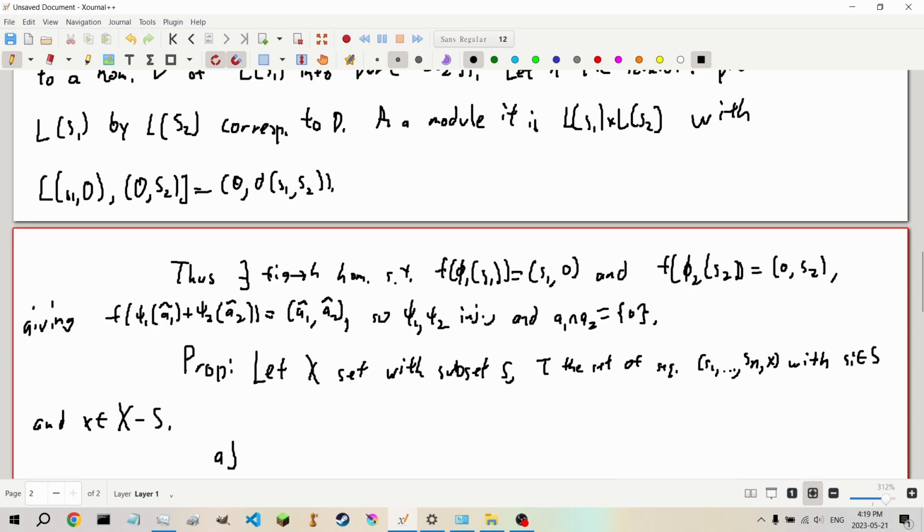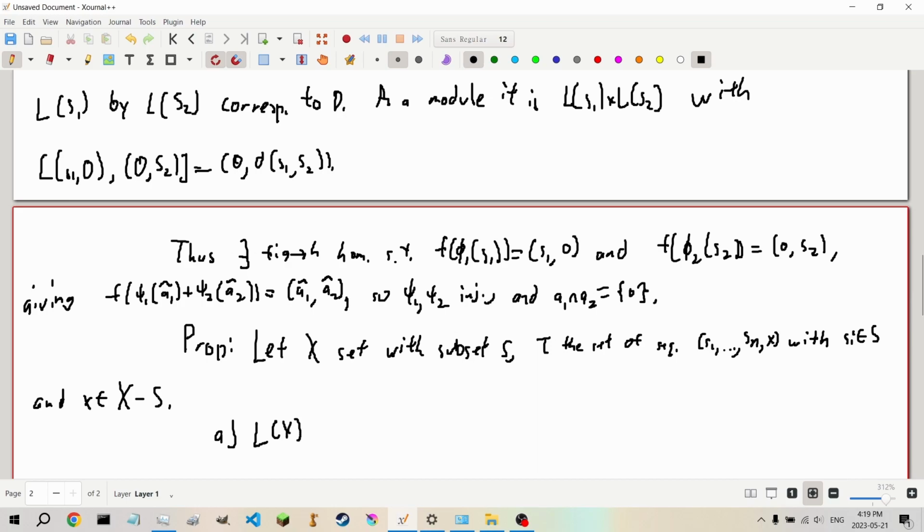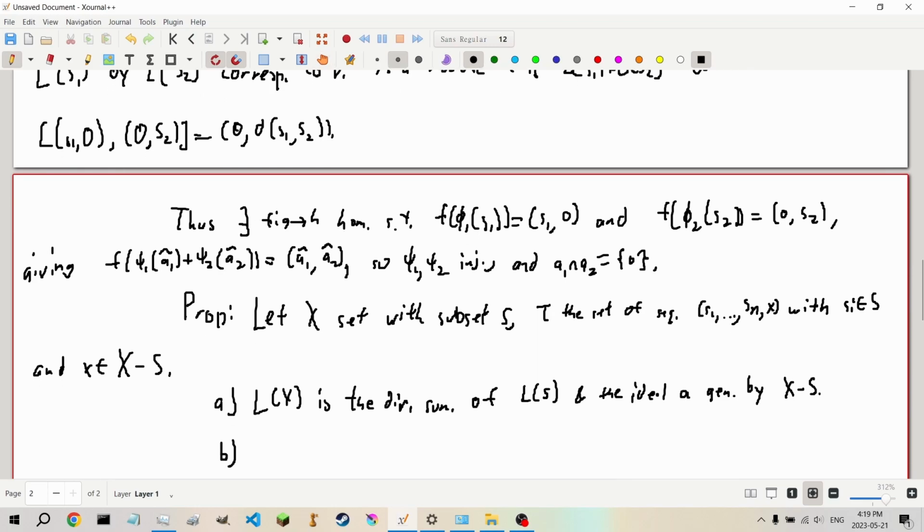Part A of our proposition: Lx is a module, the direct sum of the subalgebra L of S and the ideal A generated by X minus S. Part B: there exists phi from LT into A, which is an isomorphism mapping S1 through Sn on X to the composition of the adjoints of each element in S to X.